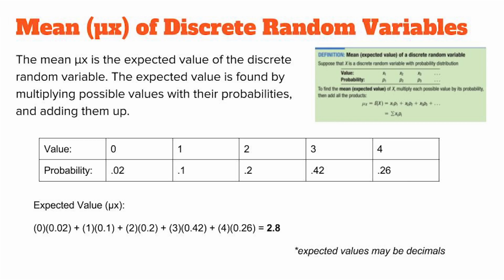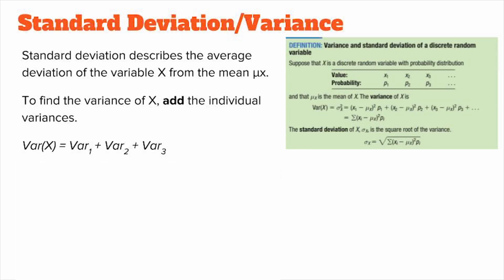The mean of a discrete random variable is also the expected value. To find this value, you multiply possible values with the probabilities and then add them all up.